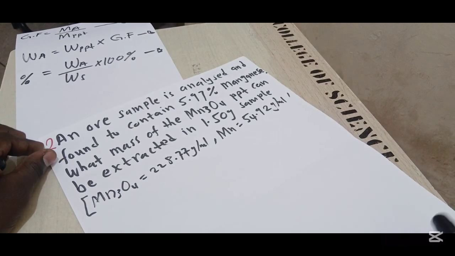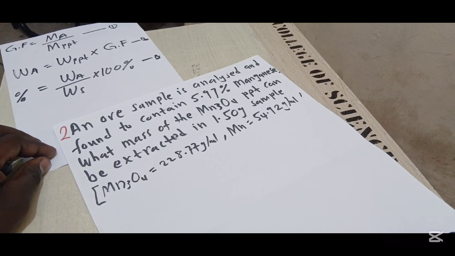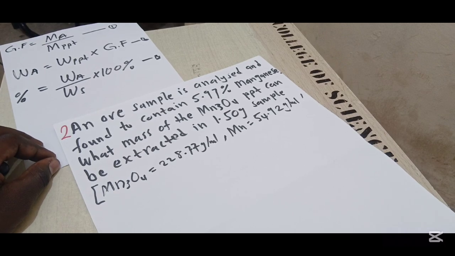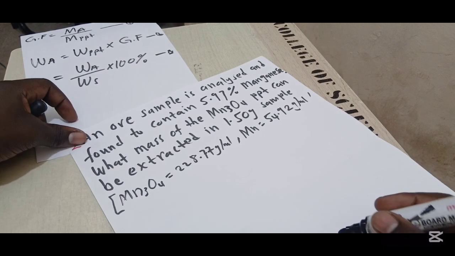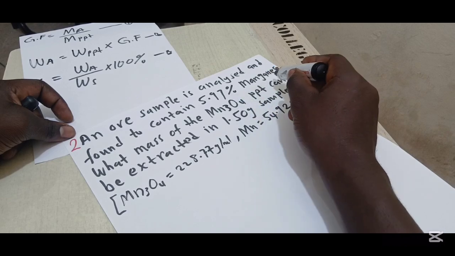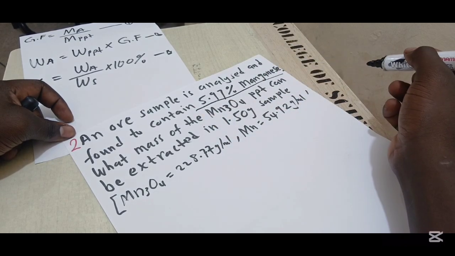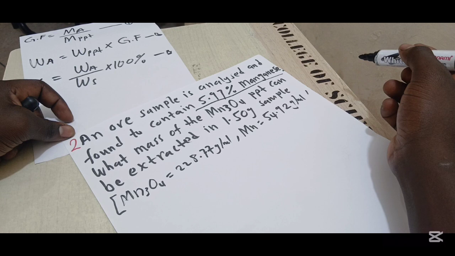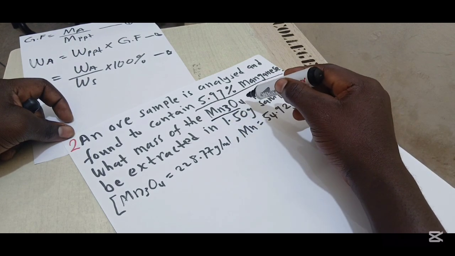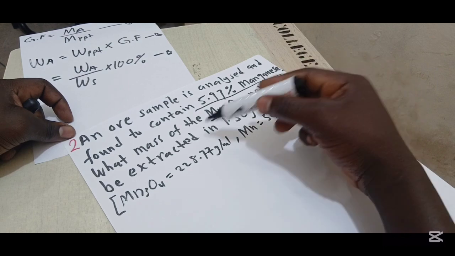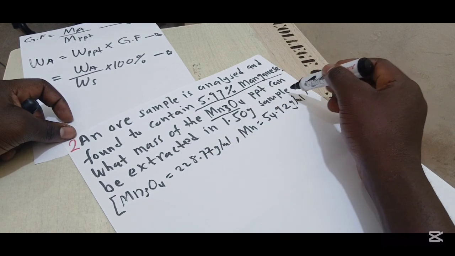An ore sample is analyzed and found to contain 5.97% manganese. What mass of the Mn3O4 precipitate can be extracted in a 1.50 gram sample? How do we solve this problem? In this problem, we've been given the percentage of manganese, Mn here, and we have to look at the mass of Mn3O4 precipitate that can be extracted in a 1.50 gram sample.